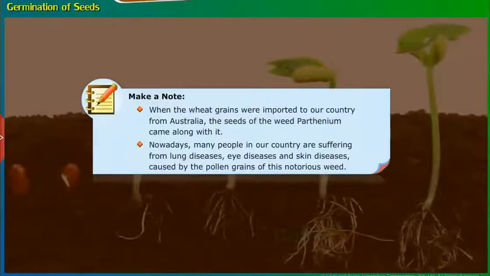Make a note. When the wheat grains were imported to our country from Australia, the seeds of the weed Parthenium came along with it. Nowadays, many people in our country are suffering from lung diseases, eye diseases, and skin diseases caused by the pollen grains of this notorious weed.